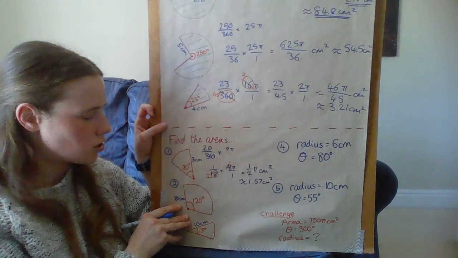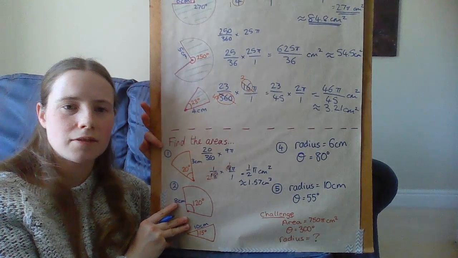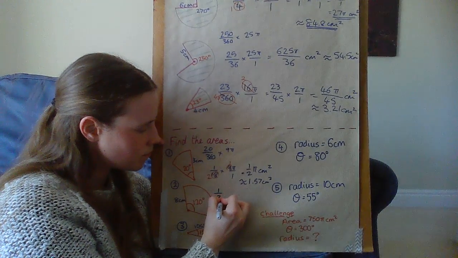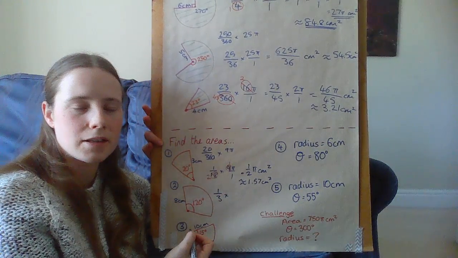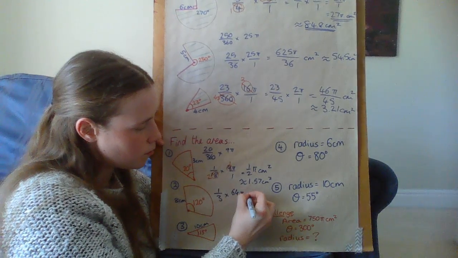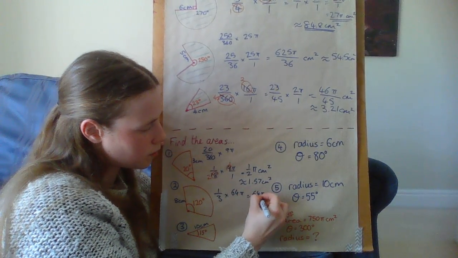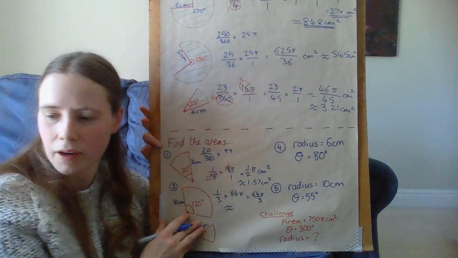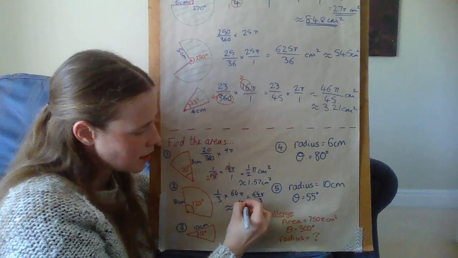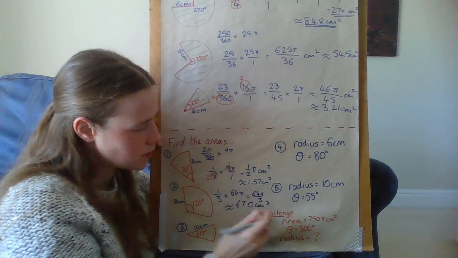Okay, second question. I've got 120 degrees out of 360. That simplifies down to 1/3 times 8 squared times pi, or 64 pi, which is 64 pi over 3. And that simplifies, to 3 significant figures, to 67.0 centimetres squared.